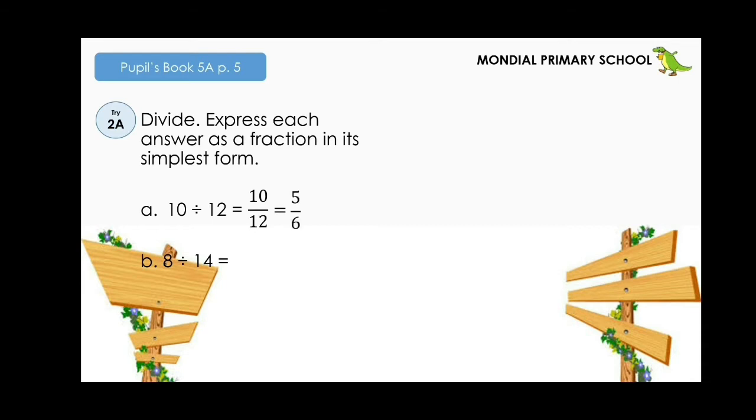Good job. How about B? 8 divided by 14 is equal to 8 out of 14. Fantastic. Can you simplify this fraction? Yes, good. 8 out of 14 is equal to 4 out of 7. Wow, it is easy, isn't it?